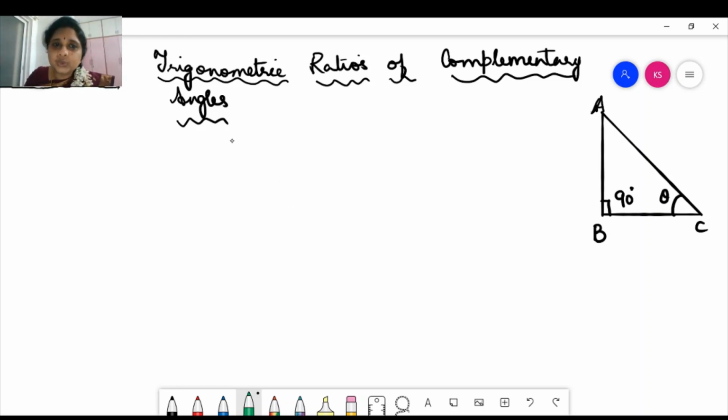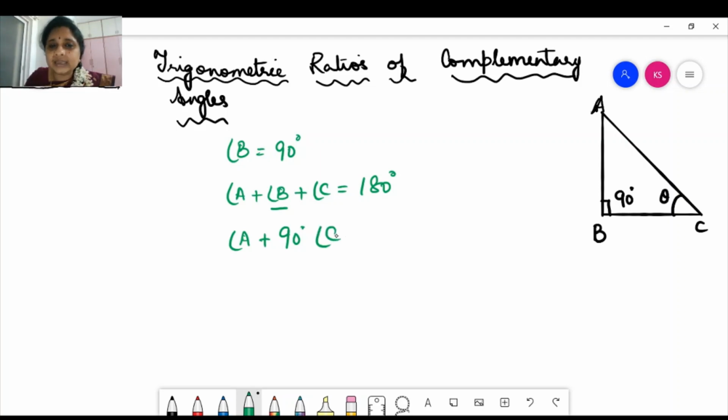If you see, we know that angle B is equal to 90 degrees. This is a right angle triangle, that is, right angled at B. We also know that the sum of all three angles of a triangle is always 180 degrees according to the angle sum property, right? So here B is 90 degrees. Let's substitute the value of B. So angle A plus 90 degrees plus angle C is equal to 180. So angle A plus angle C, if I transpose 90 degrees to the other side, is going to be 180 minus 90, that is equal to 90 degrees.